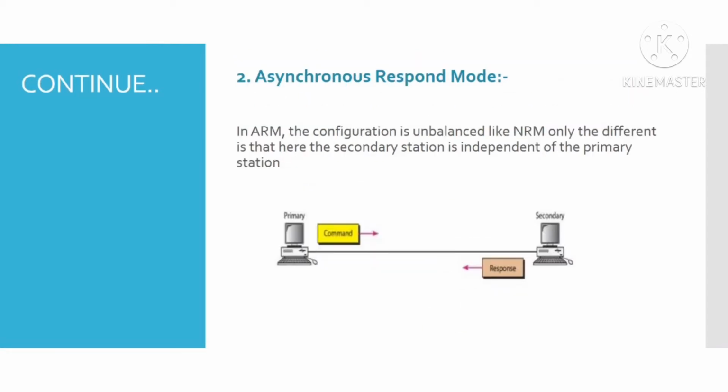Asynchronous response mode. In the ARM, the configuration is unbalanced like NRM, the only difference is that here the secondary station is independent of the primary station. Now you can see that it is written that the secondary is independent of the primary, which means that the secondary station does not need the primary station and it can still work. It is an independent secondary station which can send commands and responses both at a time. So asynchronous response mode is also good in that condition.